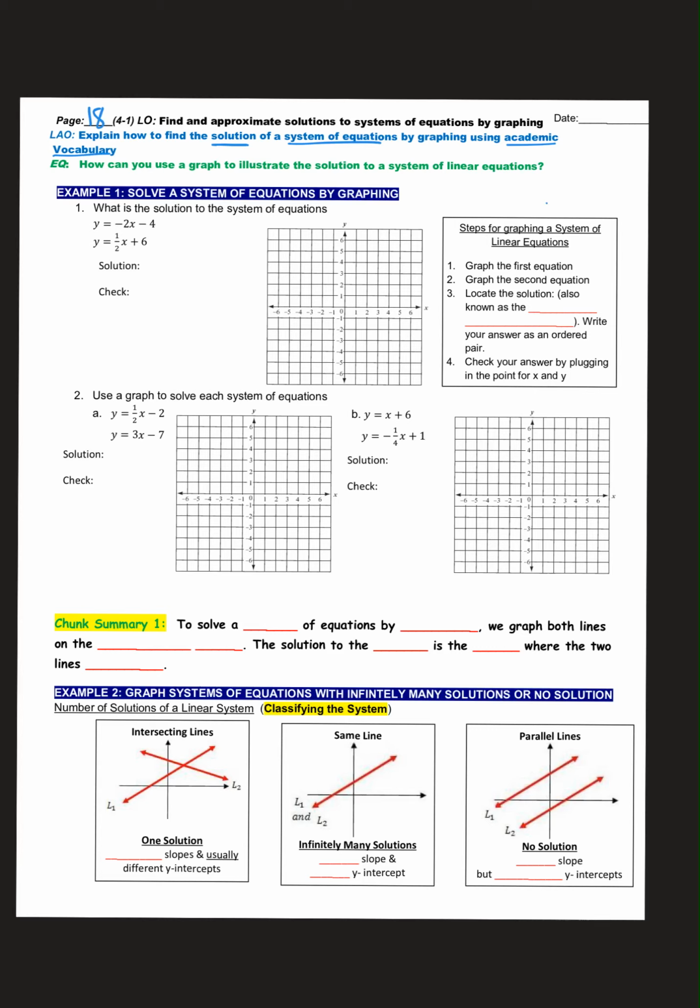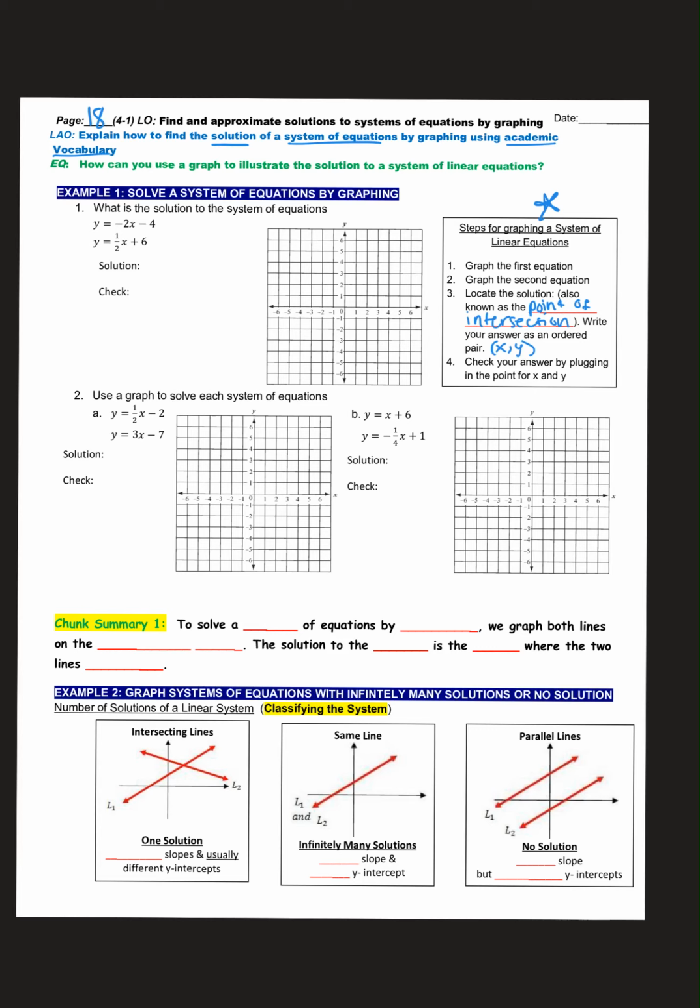Okay, so let's talk about our steps for graphing a system of linear equations. The first step is to graph the first equation. Second step is to graph the second equation on the same coordinate plane, guys. And then locate the solution, which is also known as the point of intersection. Write your answer as an ordered pair, so x comma y. And check your answer by plugging in the point for x and y.